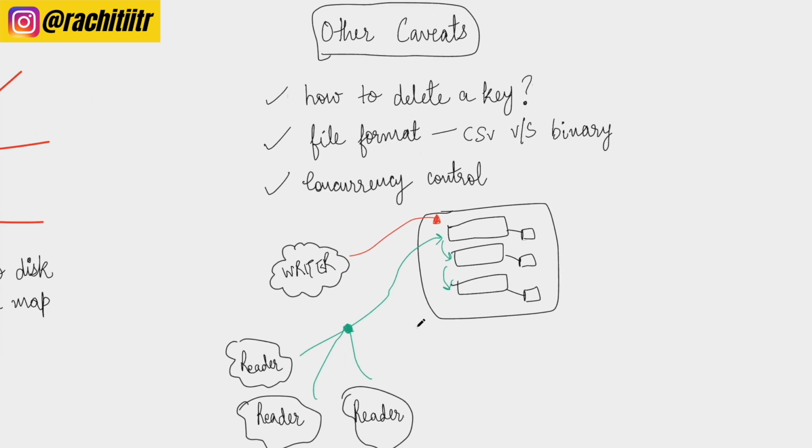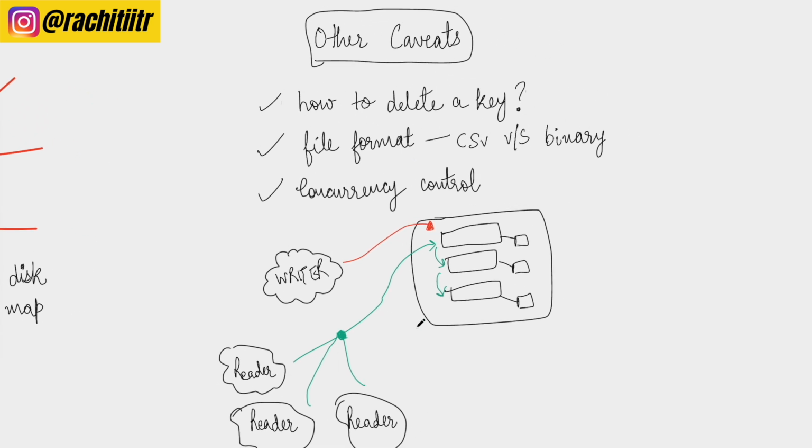Finally, there are still a few caveats. As a candidate, you should definitely talk about these scenarios. It shows that you are aware of things. You can say that we have still not decided how we are going to handle deletion of keys, right? Also, the file format right now is CSV, just because it's easy and readable, but you can get better optimizations if you store data in binary.